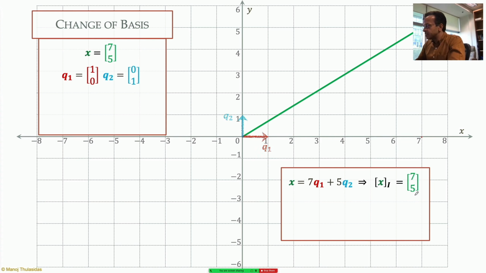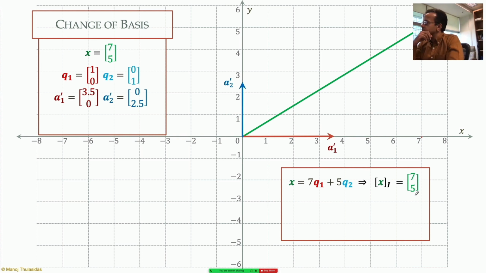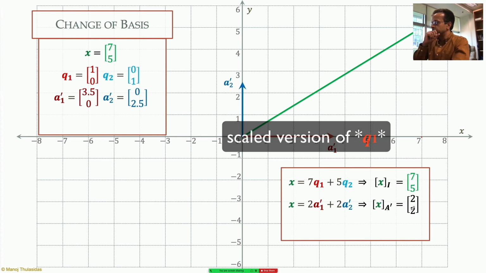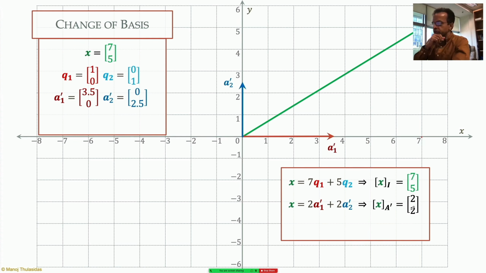Now suppose I change the basis to a different set of vectors, A1 prime and A2 prime. I have 3.5 and 2.5. What do you think the components of X are in this basis? How many A1 prime do I need to get to the tip of X, and how many A2 prime do I need to get to the tip of X? It's 2 and 2. So it's basically 2 times A1 prime plus 2 times A2 prime, which means in that basis, A prime basis, the components now are 2 and 2. Now let's take a complicated one. This was easy because A1 prime was a scaled version of Q1 and A2 prime was a scaled version of Q2, scaled versions of the unit vectors.